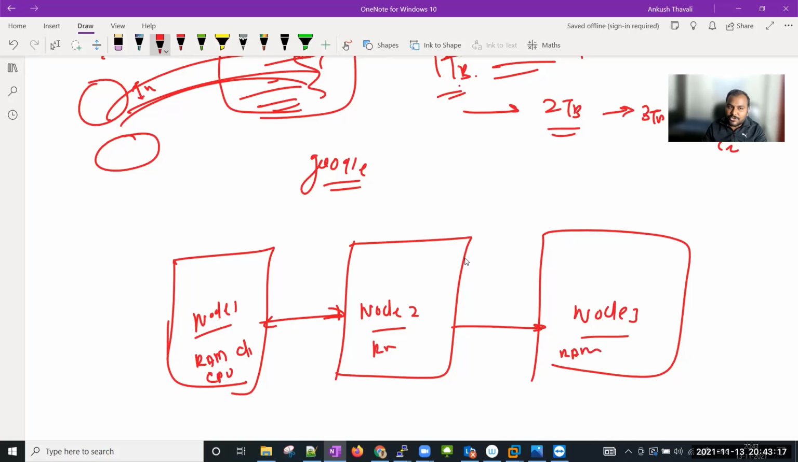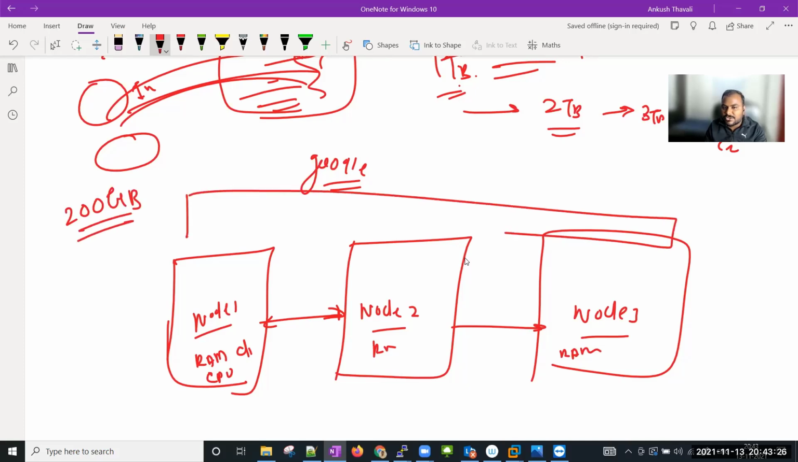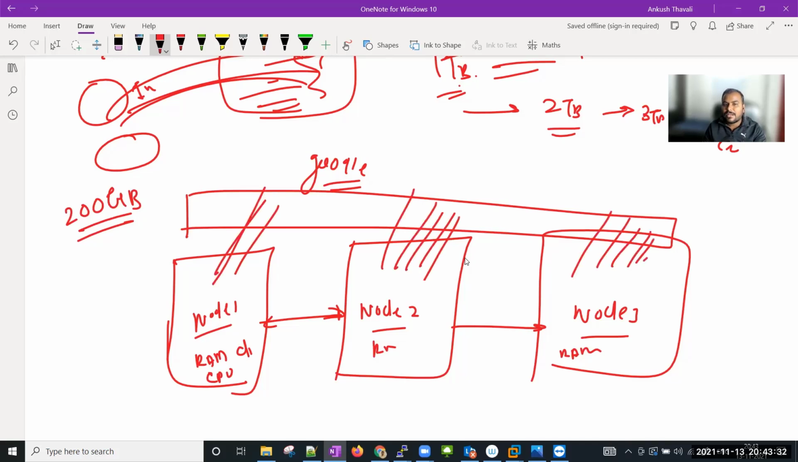Now, if I want to store my data of size, let's say 200 GB, that data will be split into multiple parts. Some data will be stored over here, some data will be stored here, some data will be stored here. So this data is getting partitioned across different nodes. We call it distributed data.